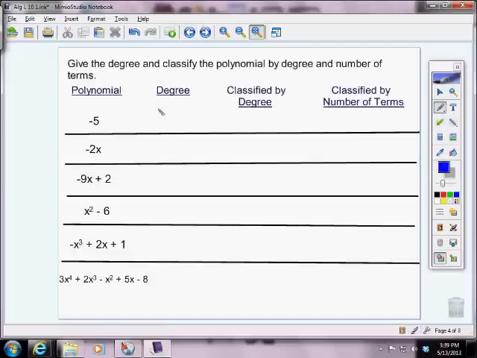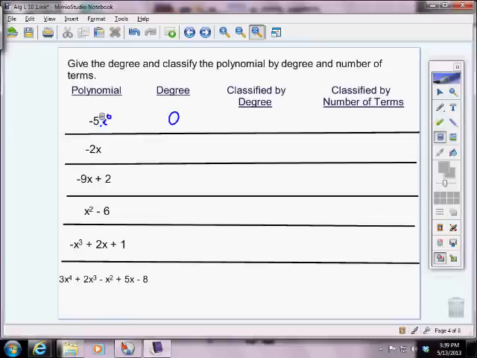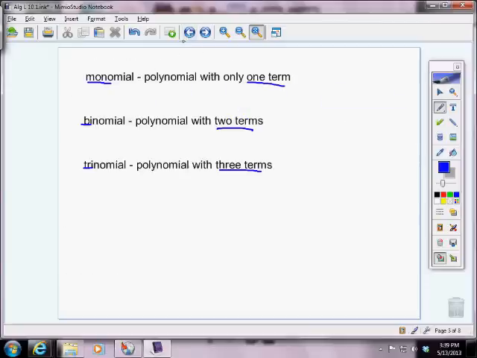-5. What degree is that? Remember, it has an x to the 0, so we're going to say it's a 0 degree term. This here is just a constant term. It's just -5. There's nothing else it can be. So when we say classified by degree, we say it's constant. It's a constant number. And classified by the number of terms, well, how many terms are here? Just 1. And remember, if it's just 1, it's called a monomial.